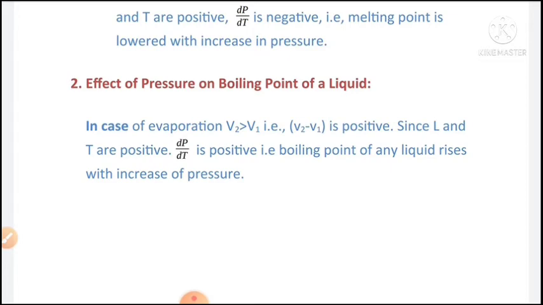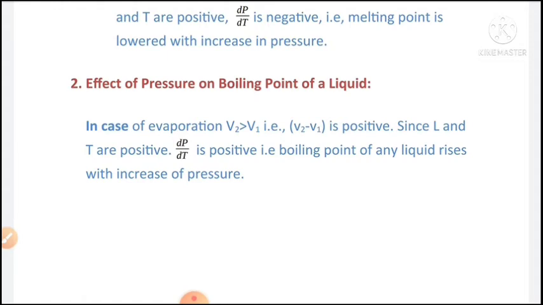V2 is greater than V1. We know it is very obvious that the volume of the gas is greater than the volume of the liquid. So what happened there? V2 greater than V1, that is V2 minus V1 is positive. Since L and T are positive, dP by dT is positive, that is the boiling point of any liquid rises with increase of pressure.